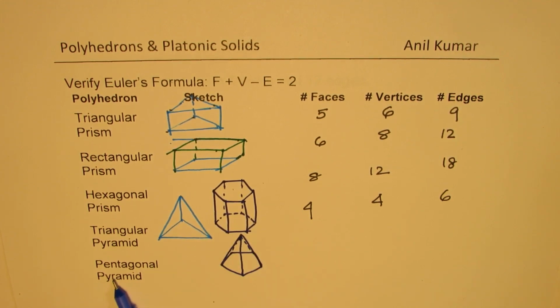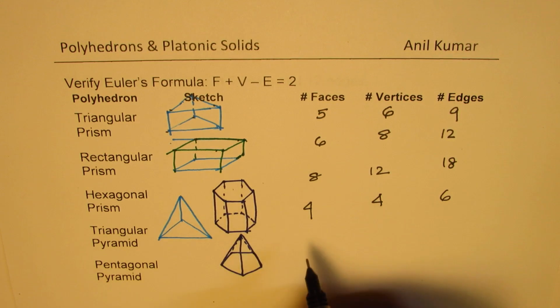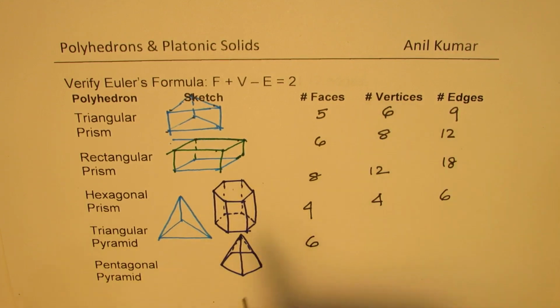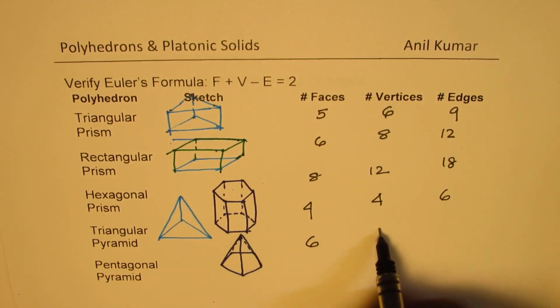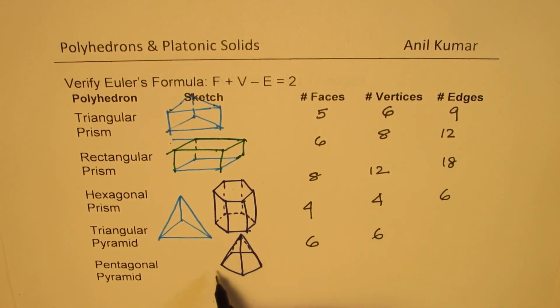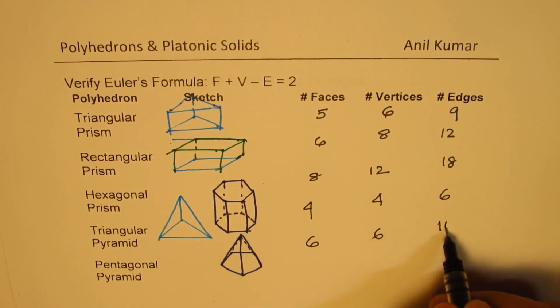So whenever you have a pyramid, we have triangular faces, right? 5 of them. 5 plus 1 is 6. So we have 6 faces in all. As far as the vertices are concerned, 5 plus 1, 6. That makes us 12. We expect 10 edges, right? 5 and 5, 10. That makes sense.